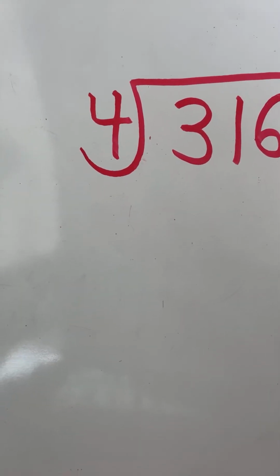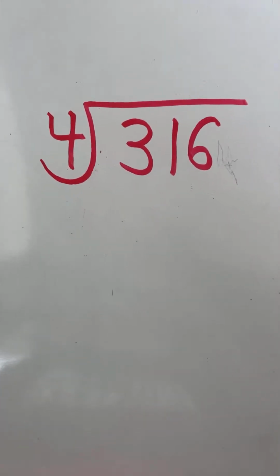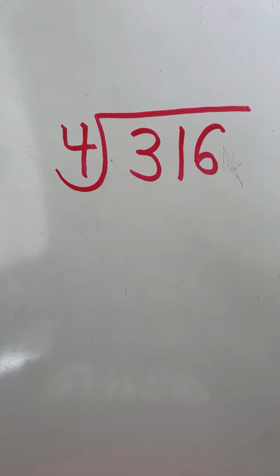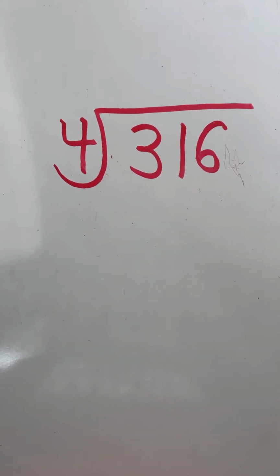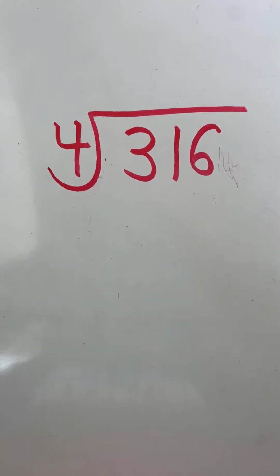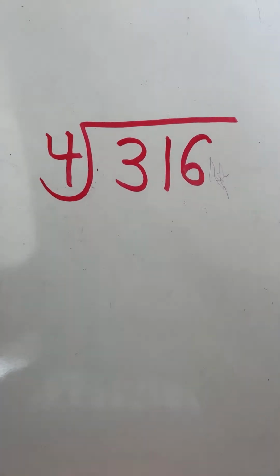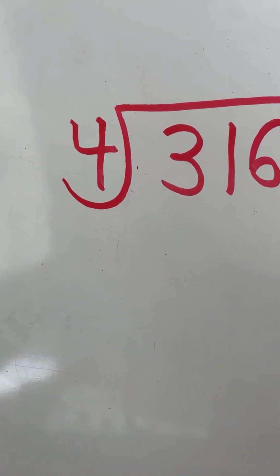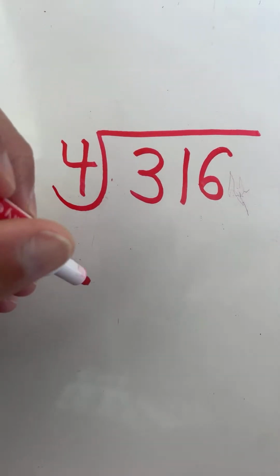So starting out, we have to figure out how many groups of 4 go into 31. Now, if you know your division facts, this is pretty basic, but if you don't know your division facts, there's a way to figure this out that I'm going to go over. So we need to figure out how many times 4 goes into 31. So what I'm going to do is count by 4s.